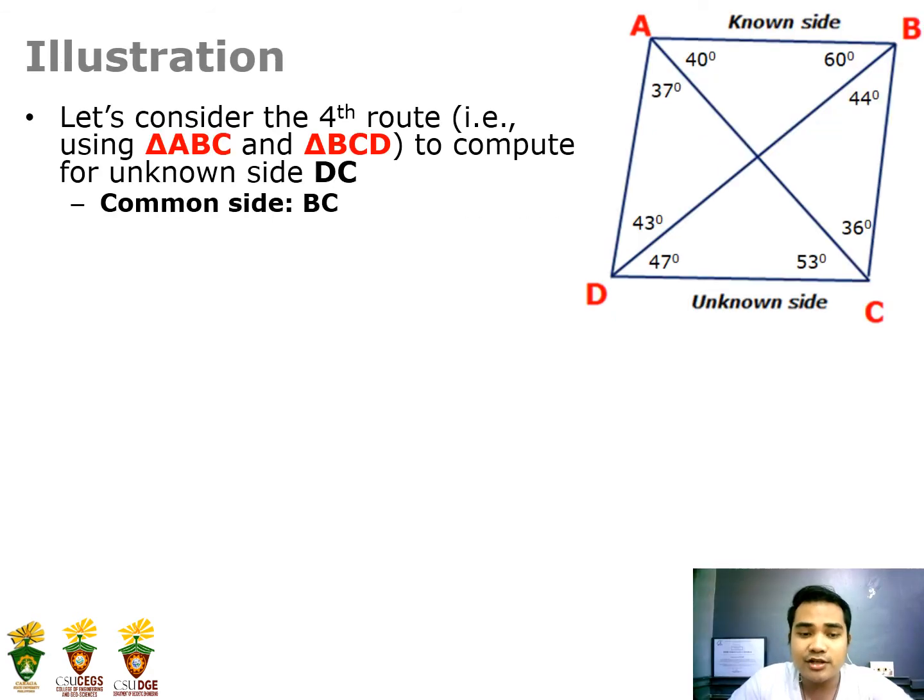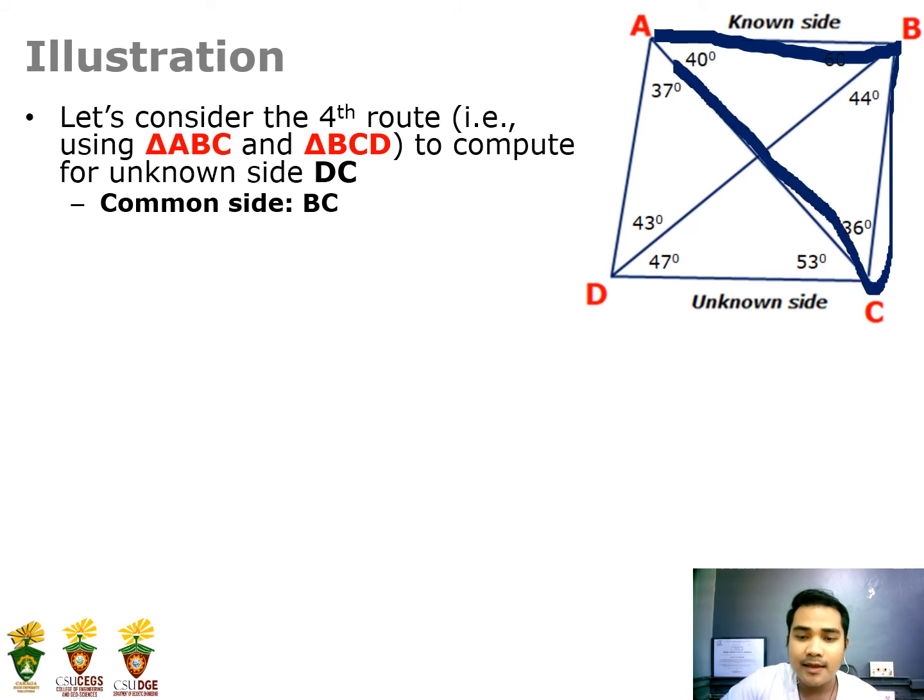Alright, for illustration, let us consider the fourth route from our first illustration. Using the triangle ABC, and the triangle BCD. So, using these triangles, BC is their common side.